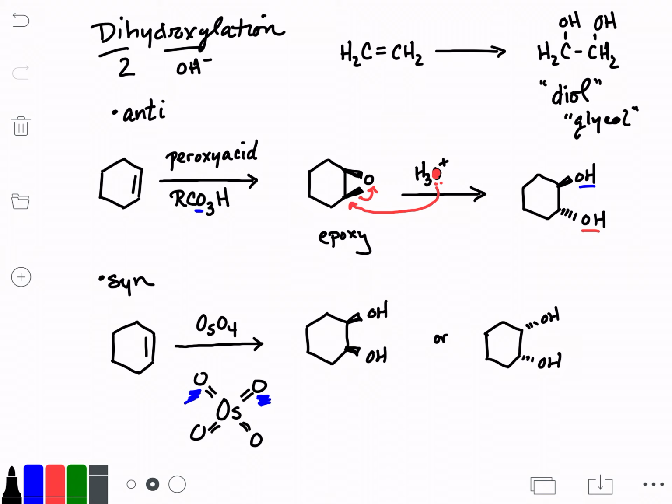The full details of how this works are shown in the book, but the important part to notice here is 2 different mechanisms giving us 2 different stereochemistries. Anytime I'm dealing with a peroxy acid, anything that says RCO3H or a particular one that might be listed, I would have that peroxy acid name in its naming. That's going to give me my anti-product. If I'm using osmium tetroxide, that gives me syn dihydroxylation.